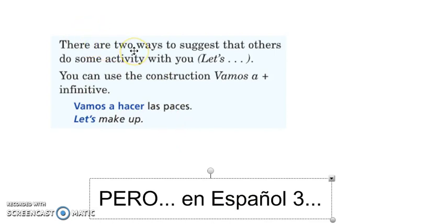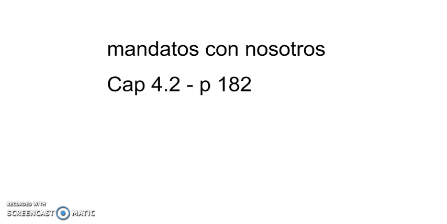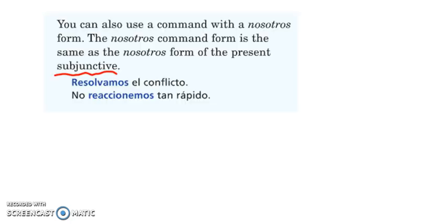So there are two ways. The other way is the way that we're going to learn today. Mandatos con nosotros. So, the nosotros command is the same as the nosotros form of the present subjunctive. Fácil. Por ejemplo, resolvamos, del verbo resolver, el conflicto. Let's resolve the conflict. No reaccionemos tan rápido. Let's not react so quickly.